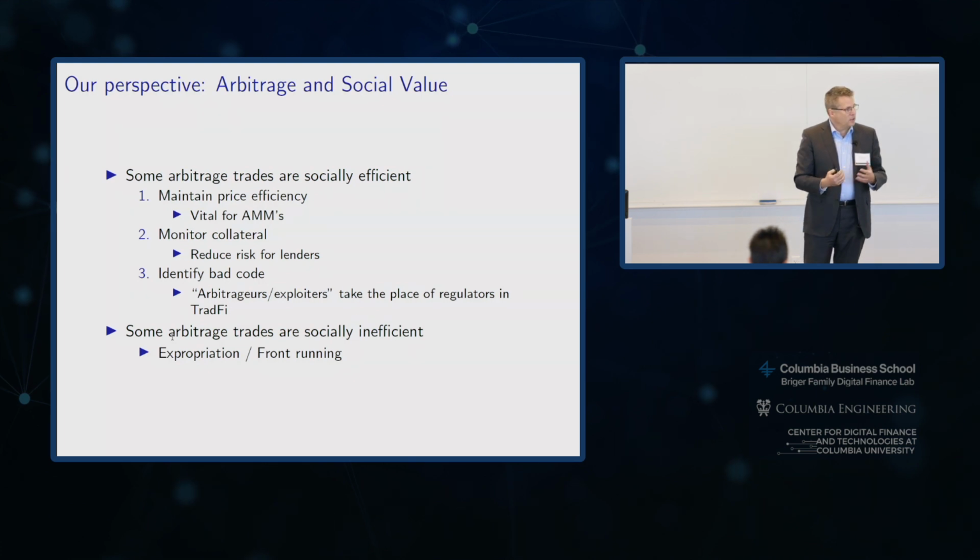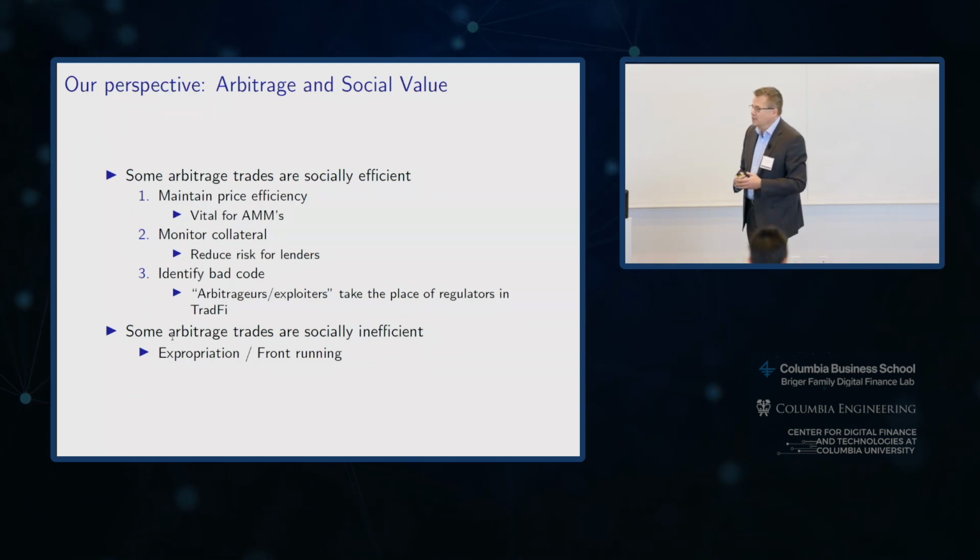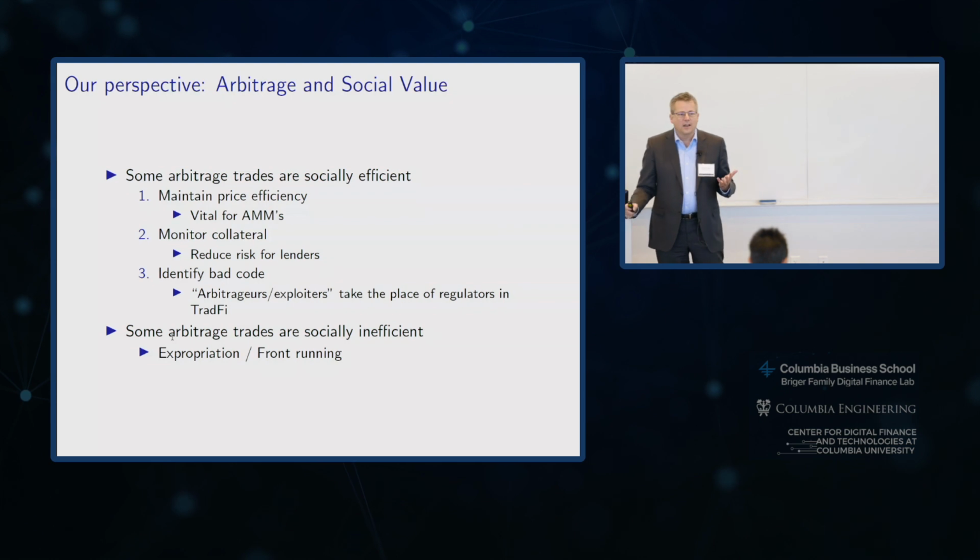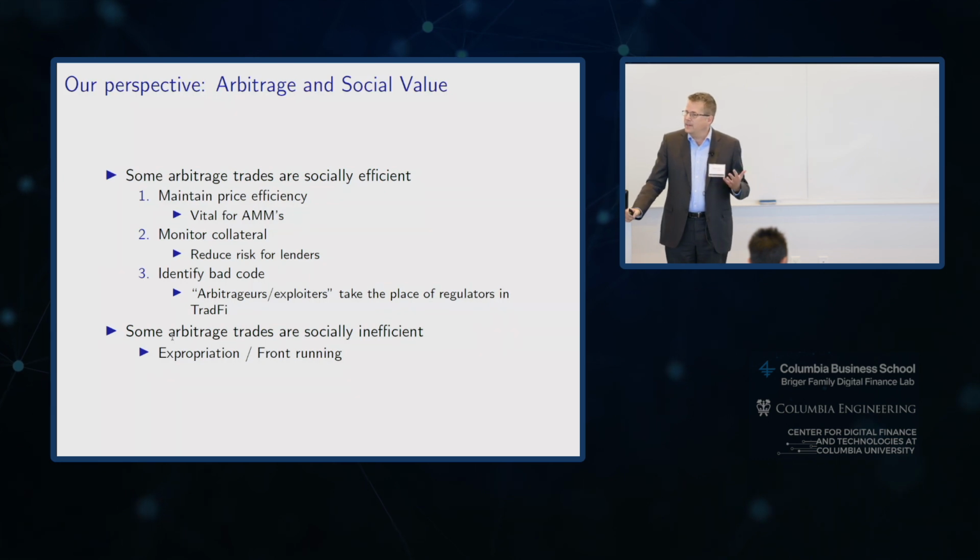Think about an under-collateralized loan on a platform like Aave or Compound. These loans need to be liquidated. That's an important part of the system. These are profitable trading opportunities for these liquidators. They have to be found, and so this also generates positive value.